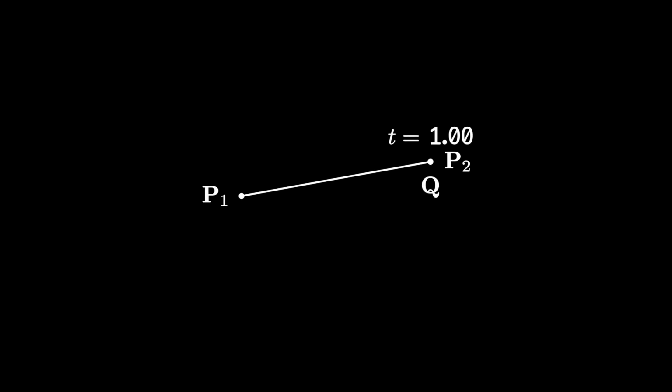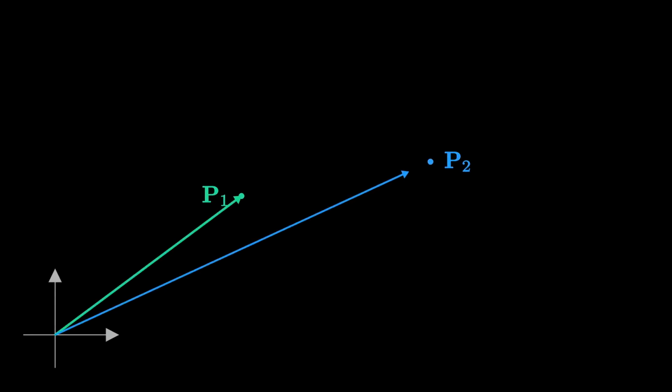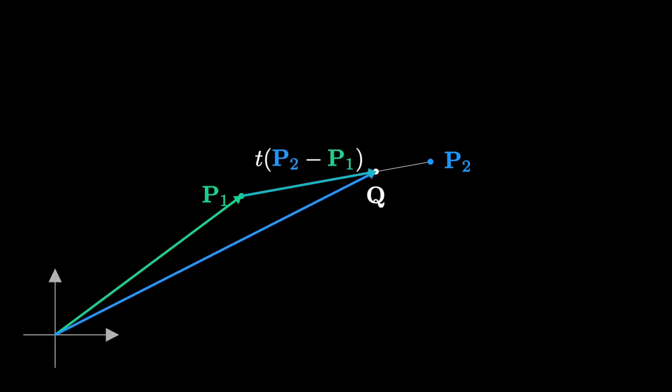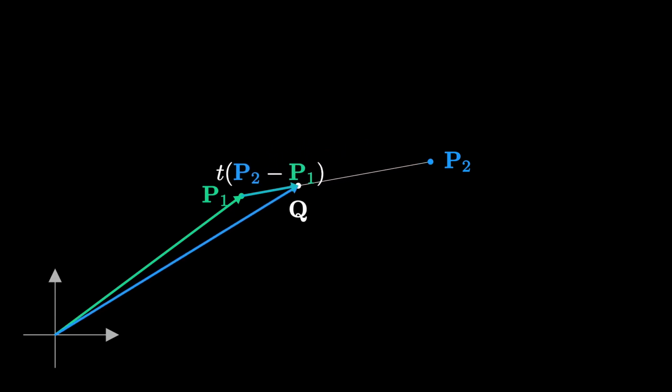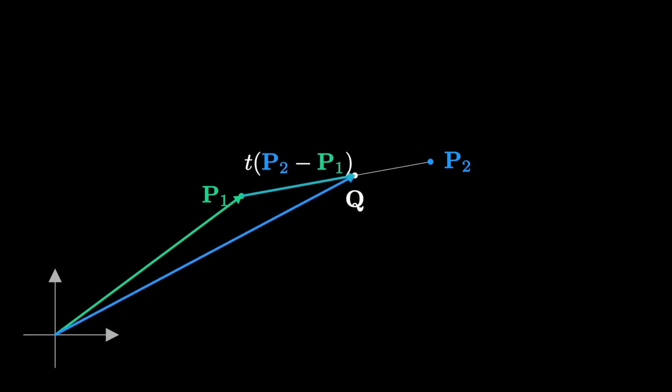The mathematical function to find the point q is easy to deduce. First, we define a reference system and define p1 and p2 in this system. Then we define the vector p2 minus p1. Then we can use the t argument to locate the point q. Using these definitions, we can deduce the function that defines the point q.